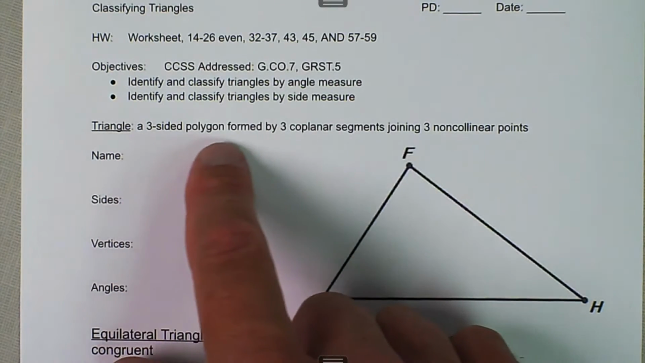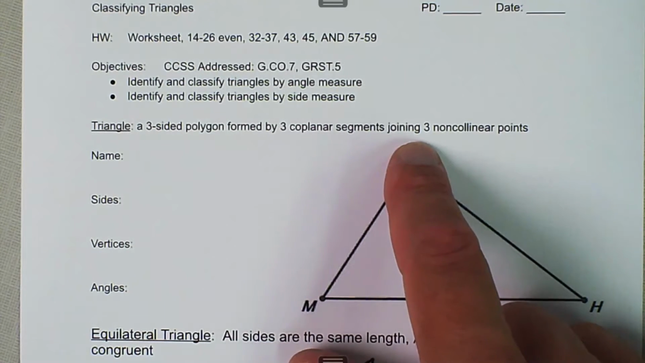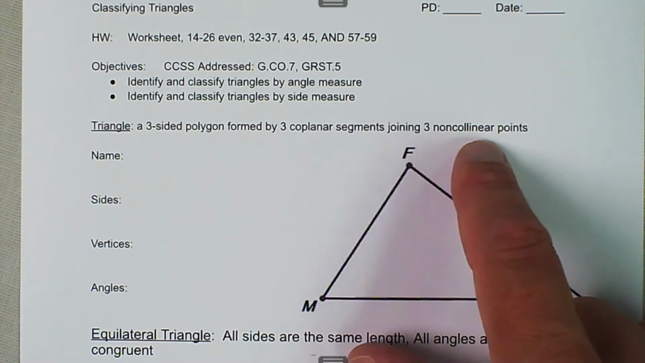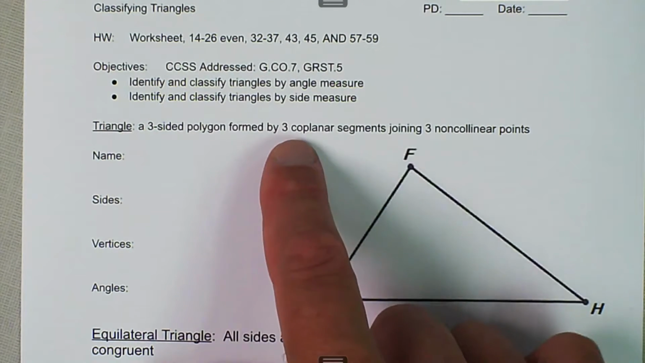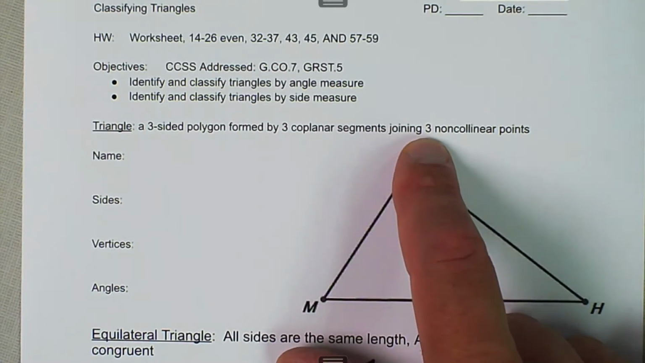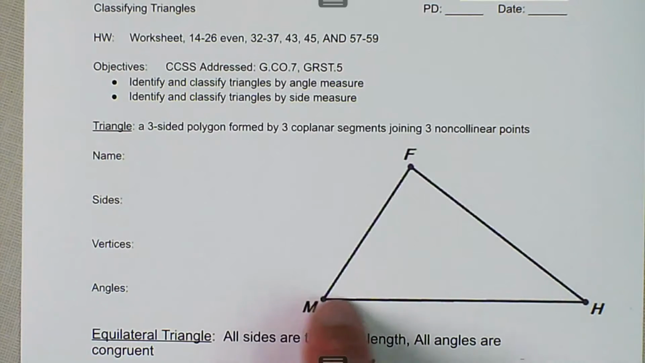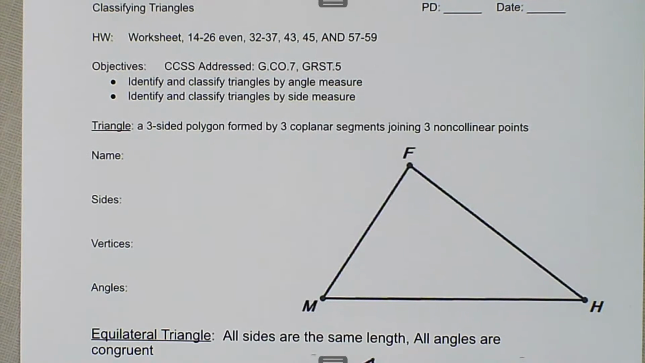So a triangle is a three-sided polygon formed by three coplanar segments joining three non-collinear points. So that means they all have to be on the same plane. All the vertices have to be on the same plane, but they can't be on the same line, because if they're on the same line, 3 points in a line, then there's no triangle there. So let's talk about how we can name this.